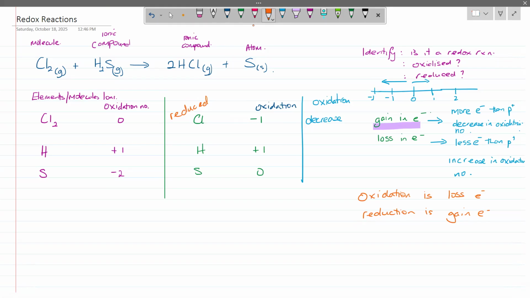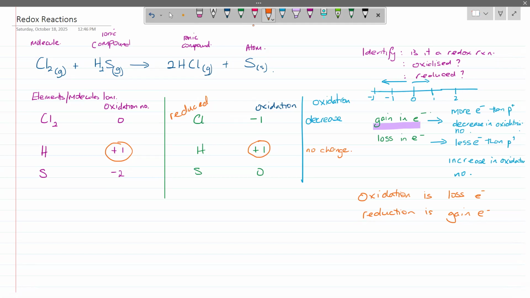Look at this one. H is +1 on this side. That's why I have to have 2 of them, because the S is -2. And H is +1 on this side because the Cl is -1. Right? So did H change? No change. Agreed? Right.